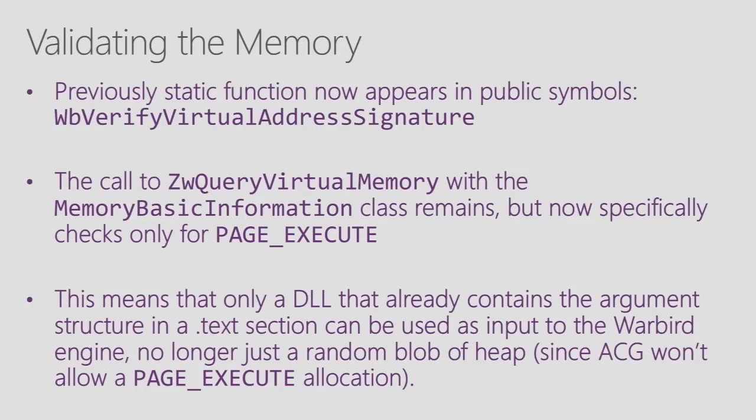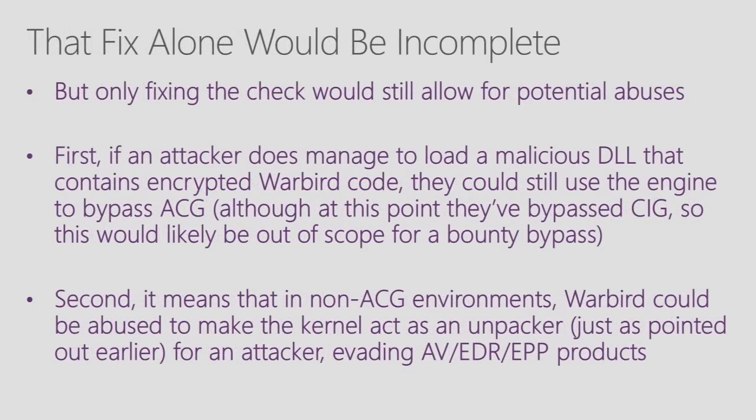And this seems like a pretty solid fix, but it will be incomplete. Because if I can still somehow trick IE or Edge into loading a DLL from the disk that I own, a low-integrity, untrusted DLL, maybe from a network share or something like this, I could still, in that DLL, have malicious encrypted code. So that fix would mitigate most of the ACG issues, but it would still leave it open to abusing the kernel as an unpacker.